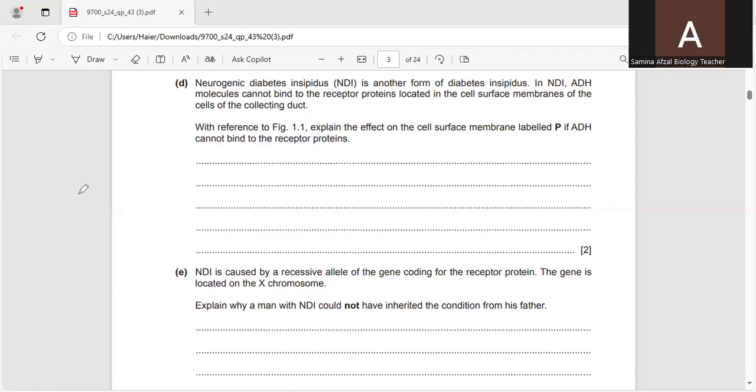So if ADH cannot bind to its receptor, the signaling cascade that leads to the insertion of aquaporin will not be initiated. So as a result, the number of aquaporins in the cell surface membrane will remain low. This reduced number of aquaporins will limit the amount of water that can be reabsorbed from the filtrate, leading to increased urine production and potential dehydration. So in this way, it happens if ADH cannot bind the receptor protein.